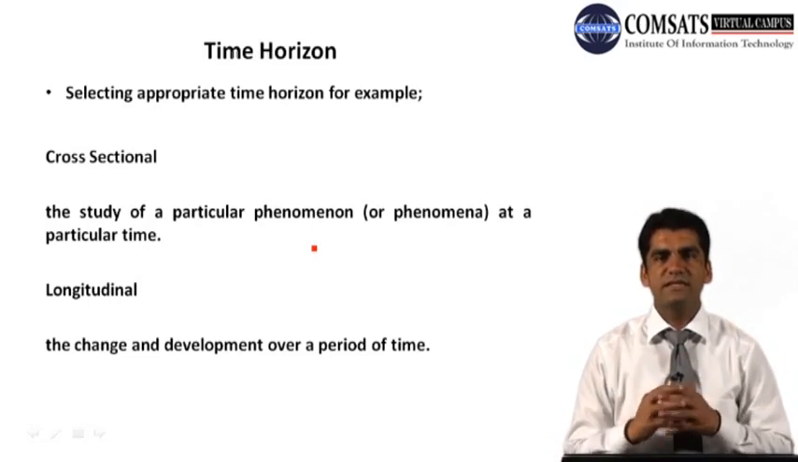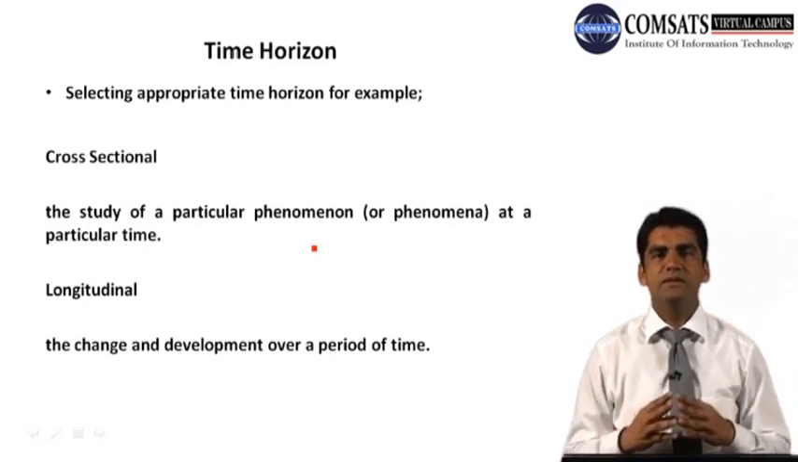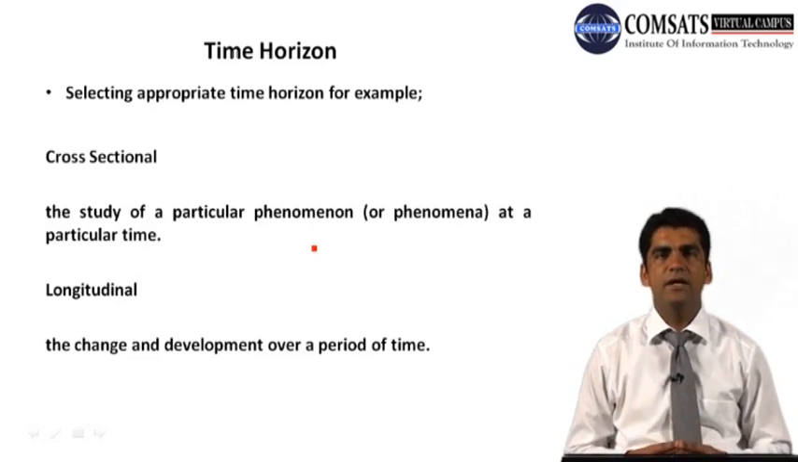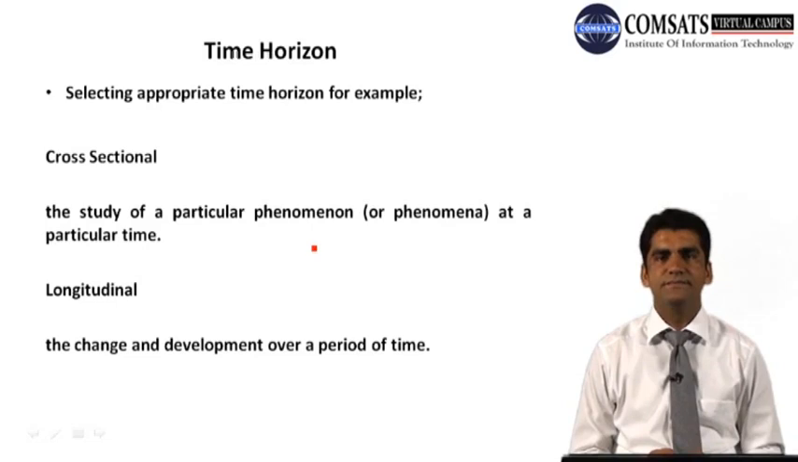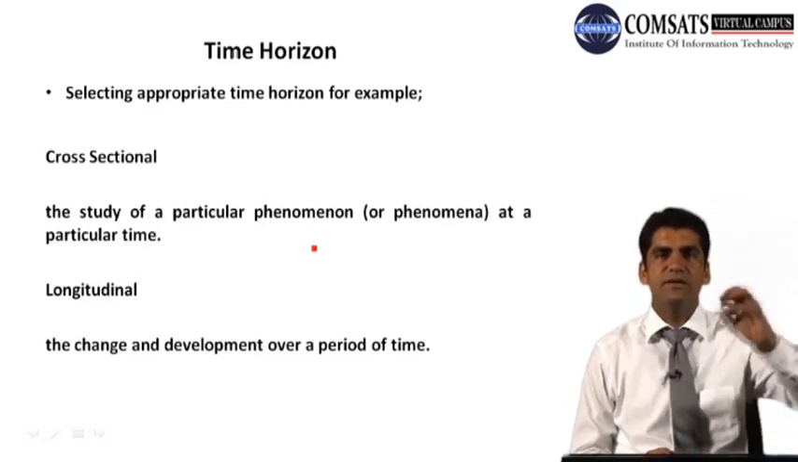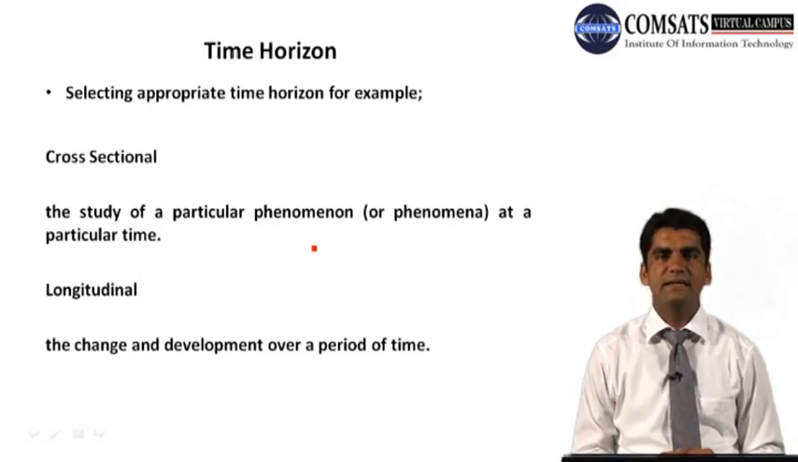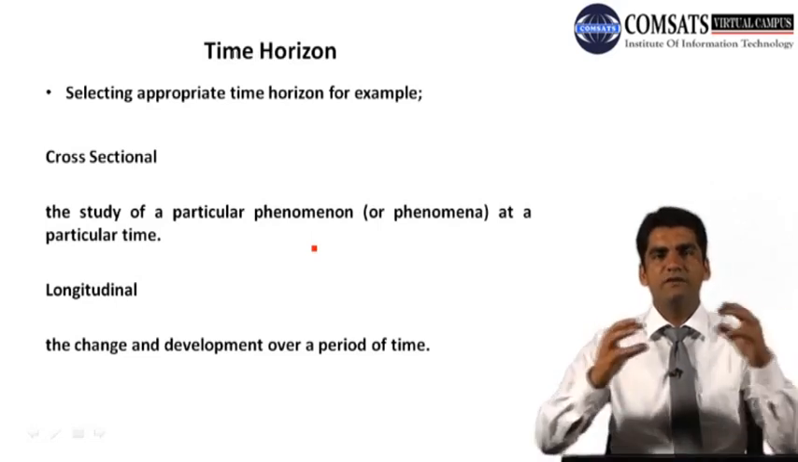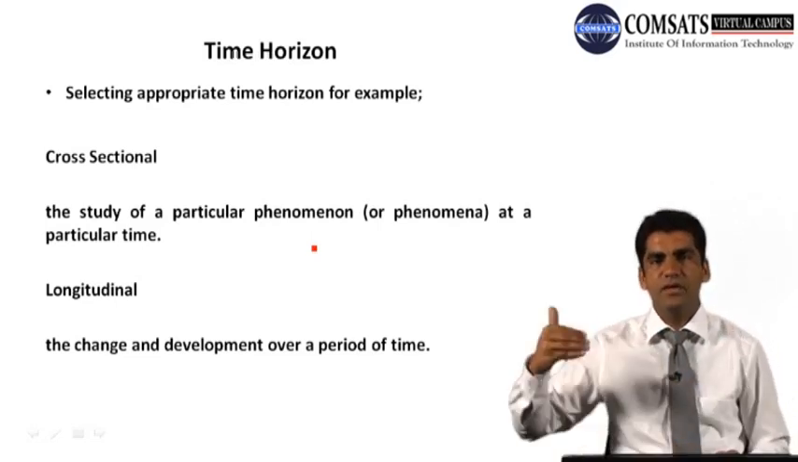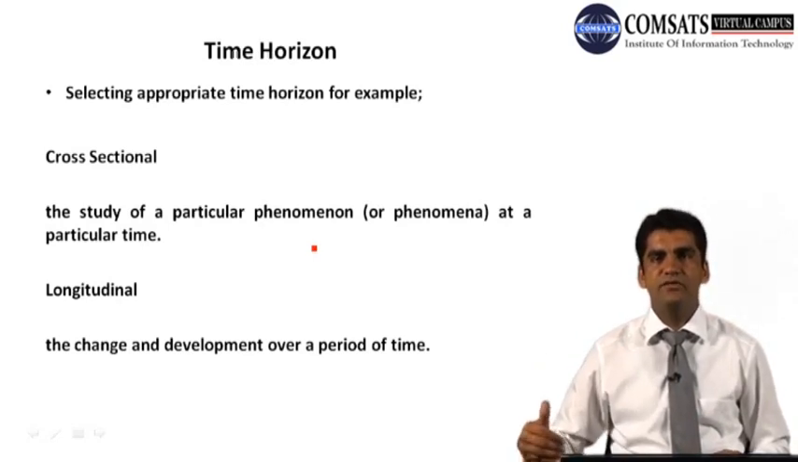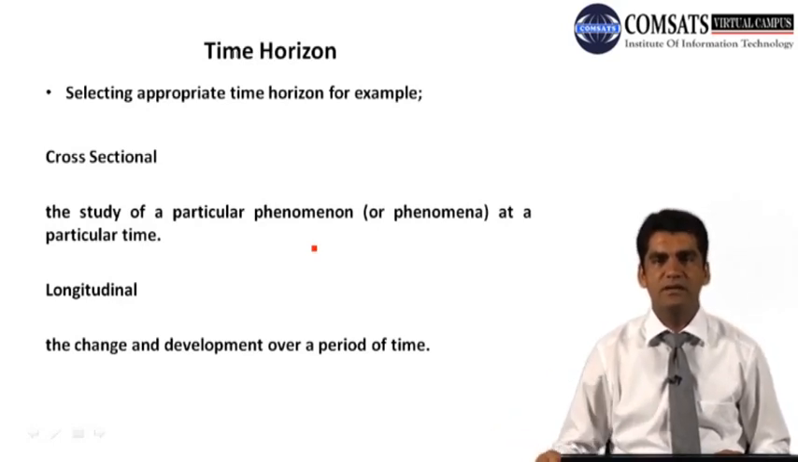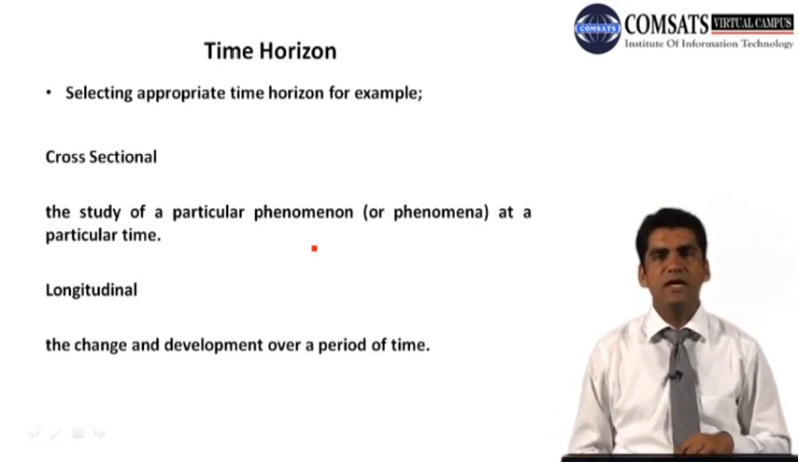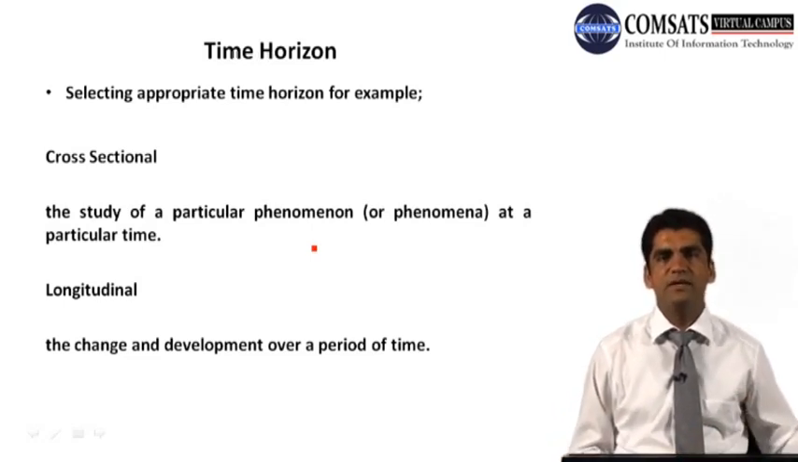So you can have a cross-sectional time horizon, where at a single point of time you can ask questions from various individuals, or you can have over a period of time a data series, that is time series, or you can have a combination of both, where you ask at a certain point of time for certain information from various informants, various observers, various interviewers, and then you can extend it over a period of time.